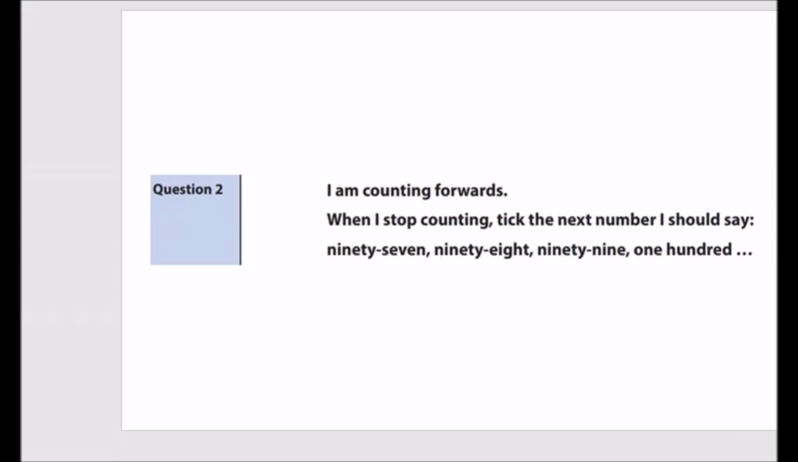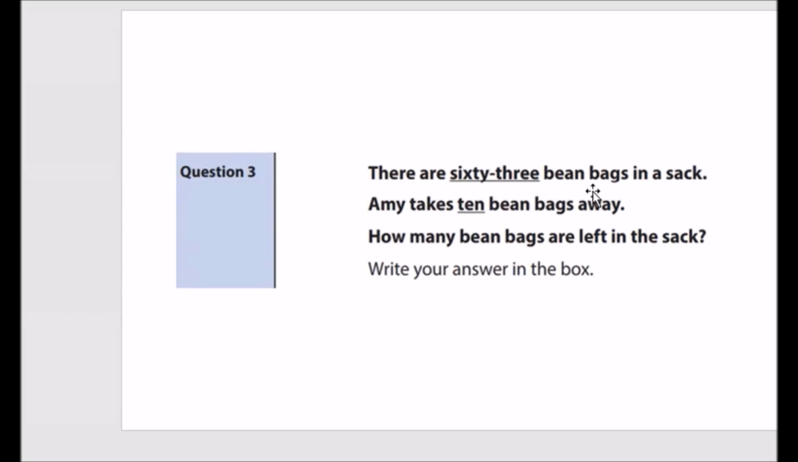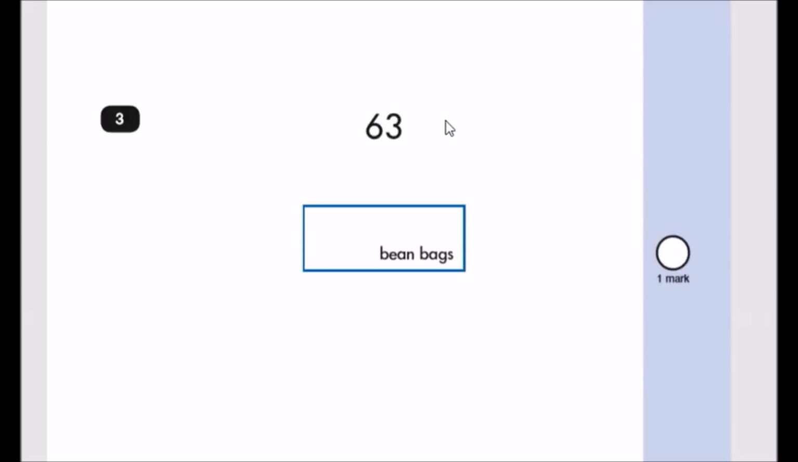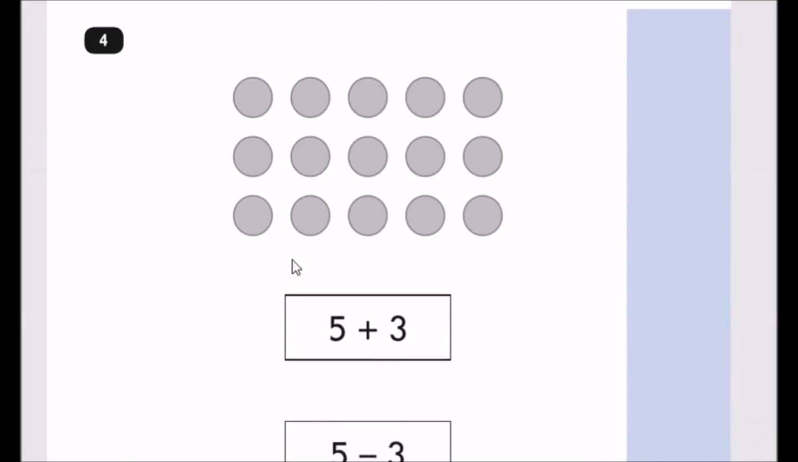Question 3. So what does question 3 say? There are 63 bean bags in a sack. Amy takes 10 bean bags away, so you had 63, and Amy now takes 10 away. How many bags are left in the sack? So there were 63 and Amy takes 10 away. How many are there altogether? So 63 and you go 10 back, you should have 53. Okay, good stuff.